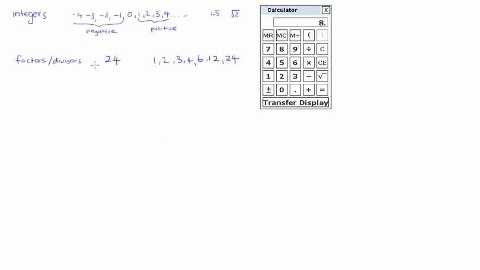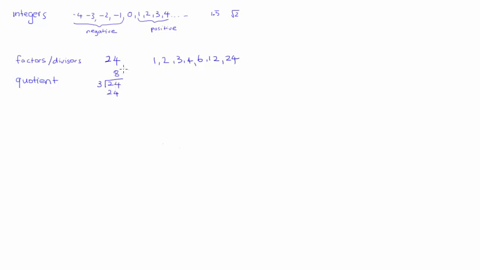sometimes called divisors. There's another term that you must understand, and that is quotient. So if you divide 24 by, let's say 3, then what you get over here, you see 3 times 8 is 24. And in this case, 8 is called the quotient.